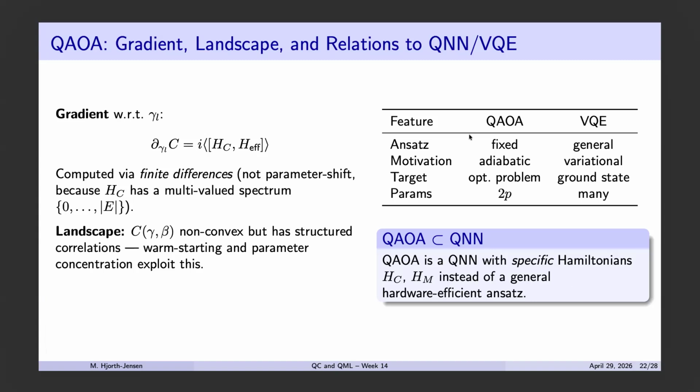So if you think of the ansatz, the QAOA, which we discussed last week, we have a fixed Hamiltonian. We use an adiabatic evolution, and then we have a typical optimization parameter. The VQE is general, it's variational, and then we are just targeting the ground state, and it has many parameters.